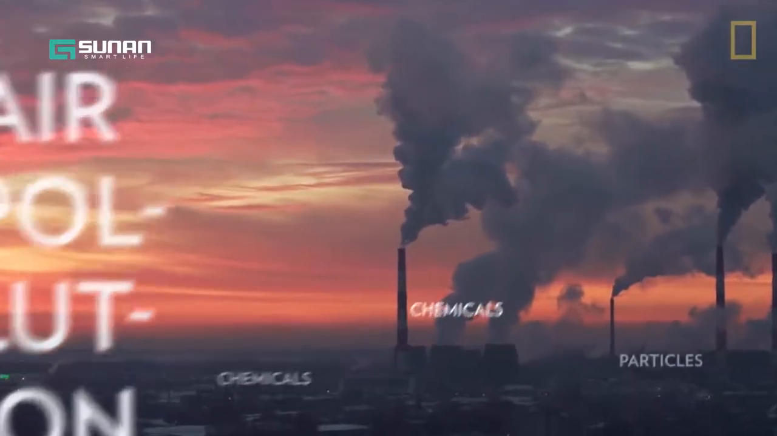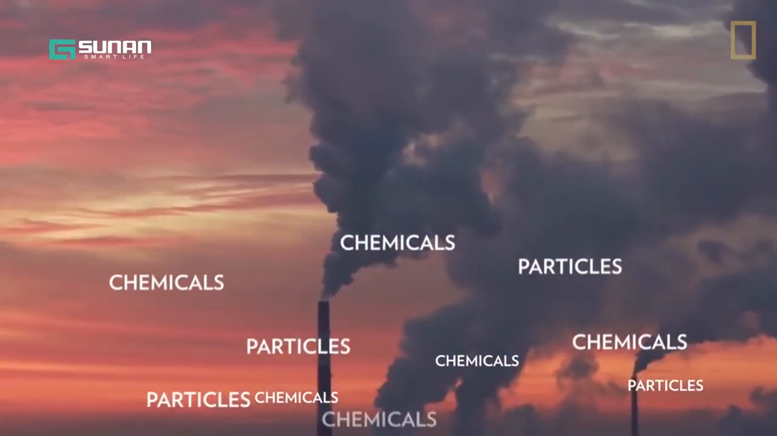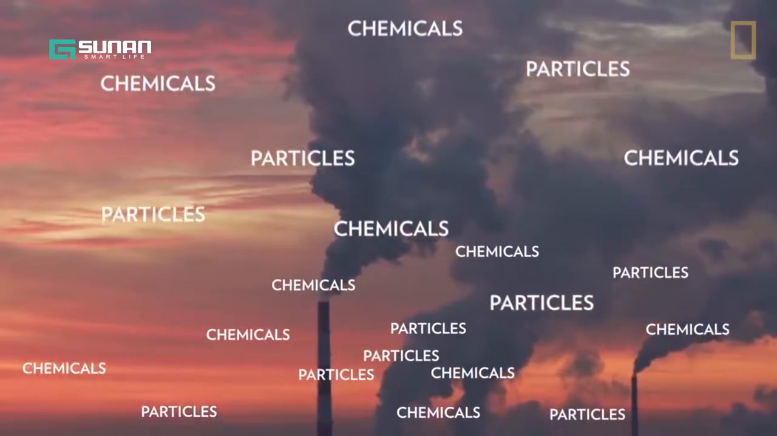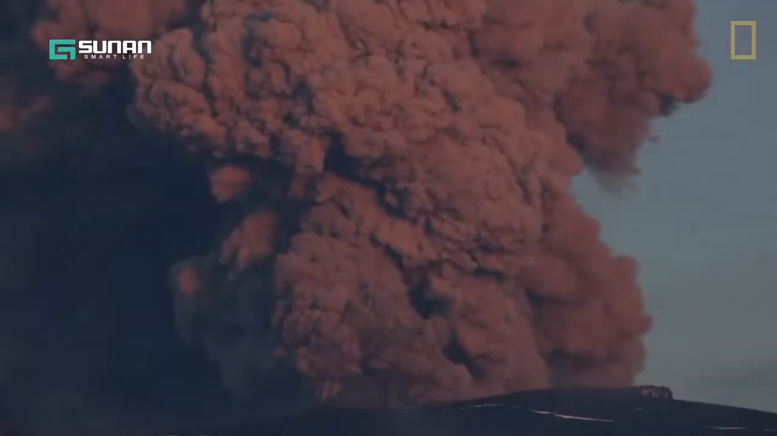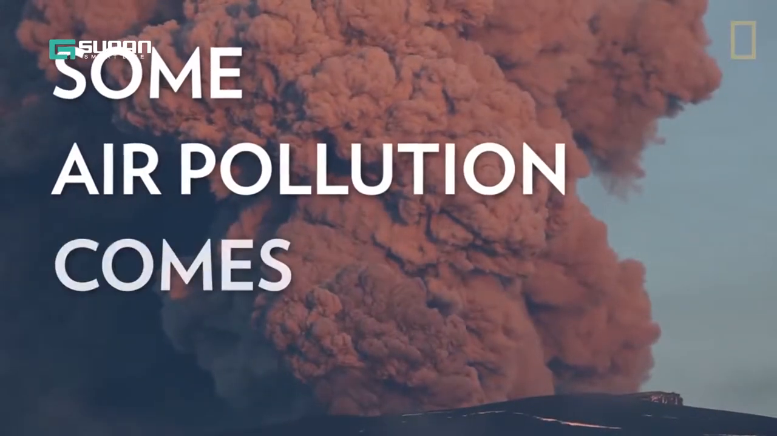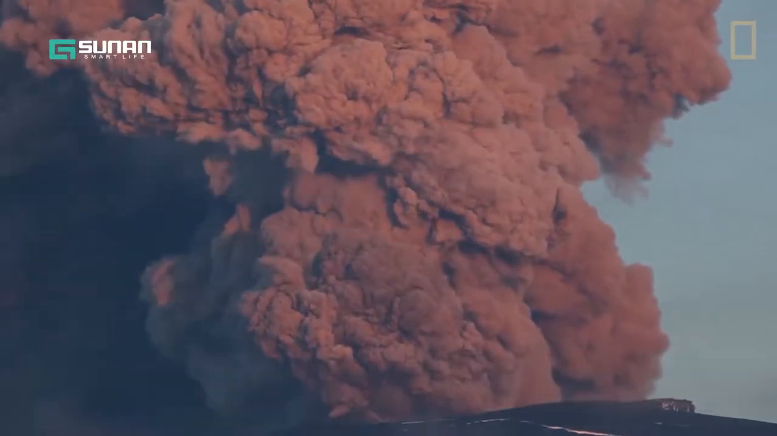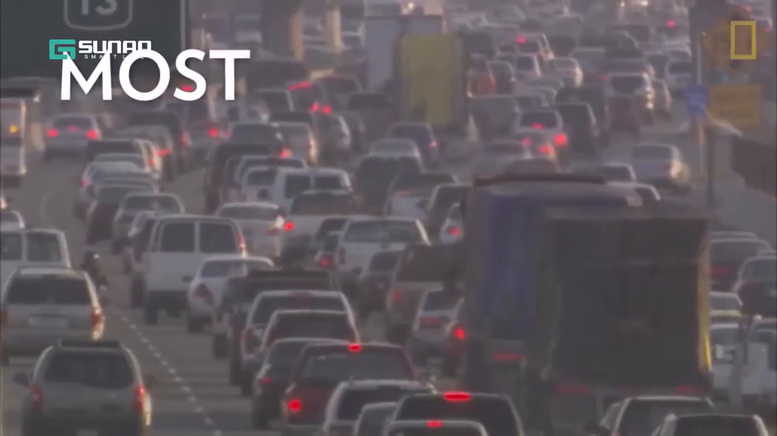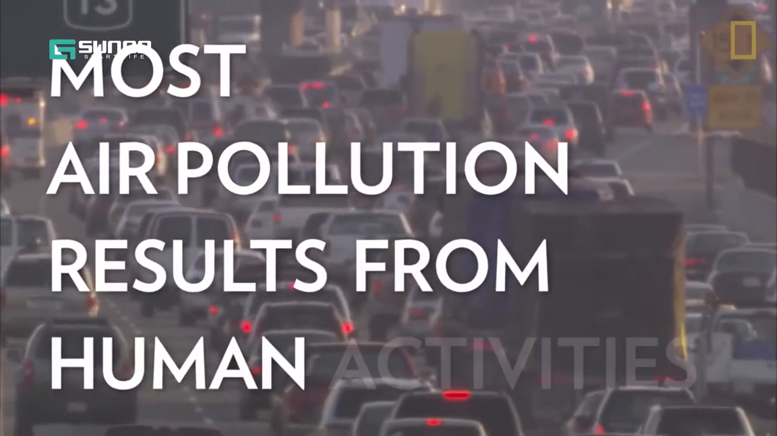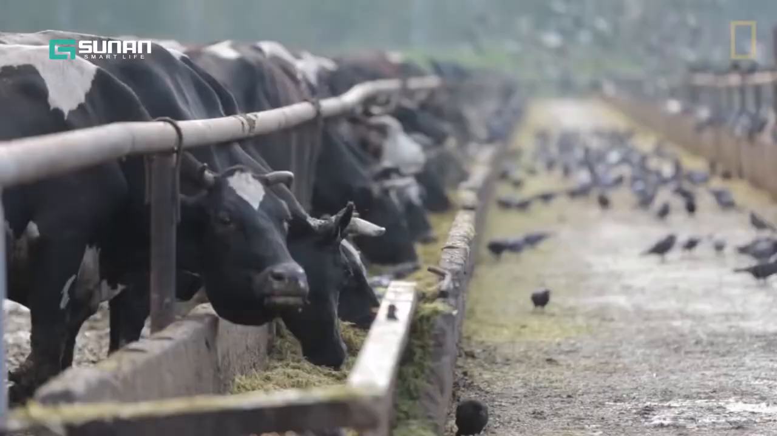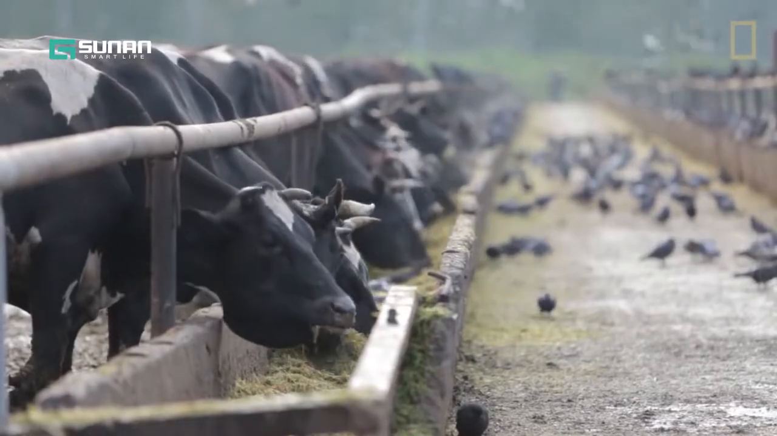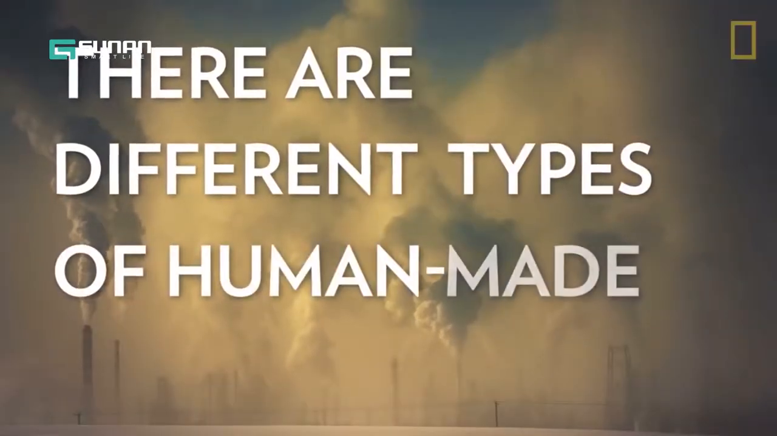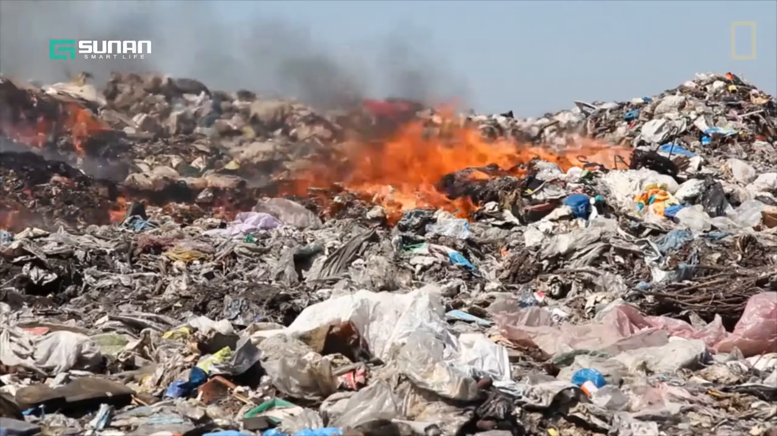Air pollution consists of chemicals or particles in the atmosphere that do harm to human health. What causes pollution? Some air pollution comes from natural sources, like volcanic eruptions and mountain fires. But most air pollution comes from human activities, such as energy use and agriculture. There are different types of human-made air pollution.